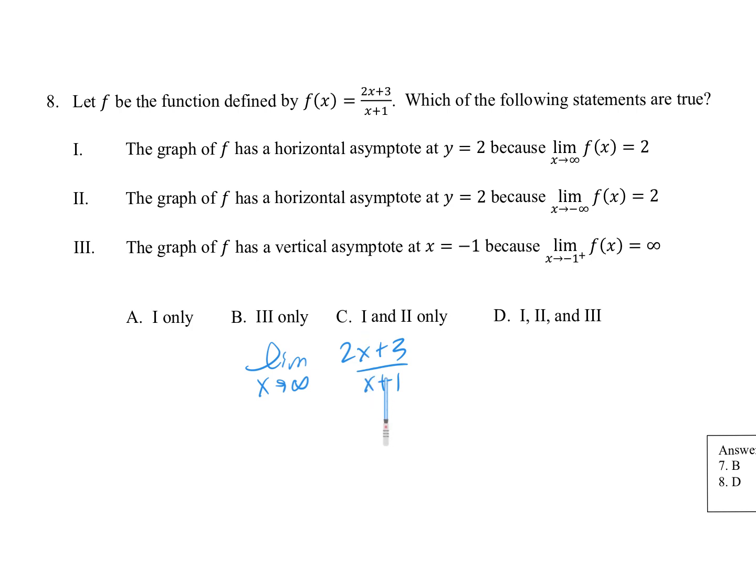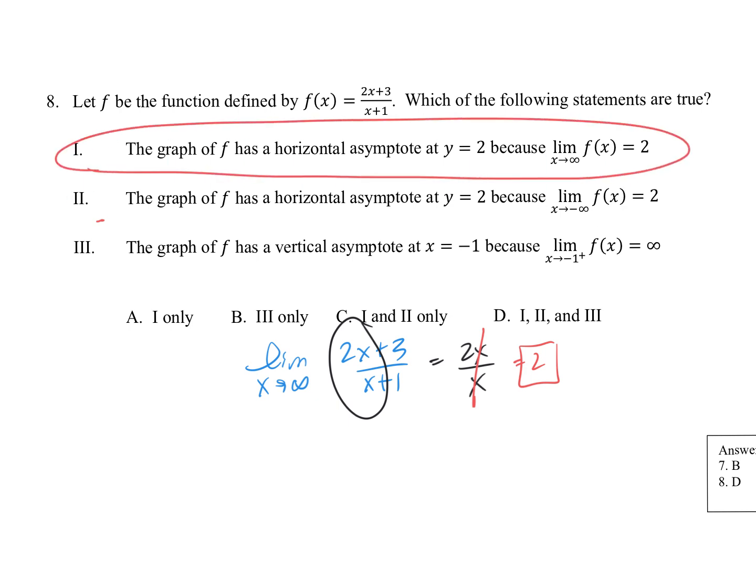What's the biggest exponent on the top? 1. Biggest on the bottom? 1. Okay, so when they match, what's 2x over x going to simplify to be? 2. Boom, that's my horizontal asymptote. 2 is my horizontal one. Is that an answer? Yeah, we like 1 because that's what we just figured out. We said as x approaches infinity. Is a horizontal asymptote when x goes to positive and negative infinity?